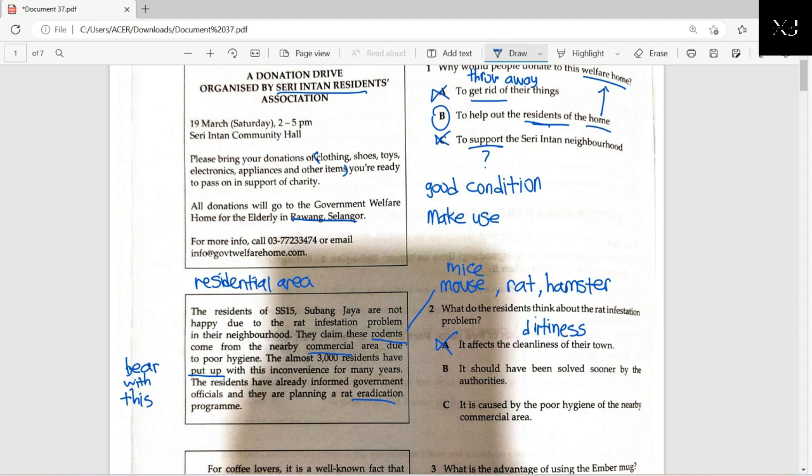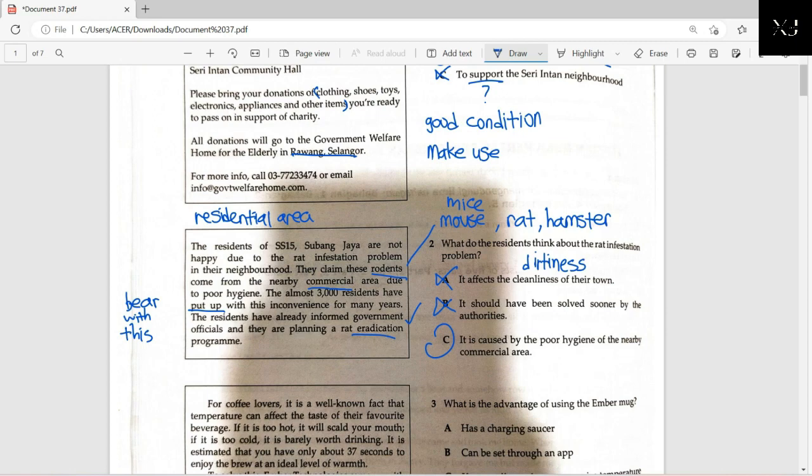Did they say that it should be solved sooner by the authorities? No, right? They just say they already informed the government about it. Okay, they didn't say that the government should have done this or that. They just say that we have already informed the government that we have this problem, so we are asking for their help to solve this. So that's not the answer. Okay, so the answer is instead C. It is caused by the poor hygiene of the nearby commercial area. Like I said just now, it's because the nearby commercial area is dirty, it has poor hygiene. That's why it attracted the rats to come and infest this neighborhood.